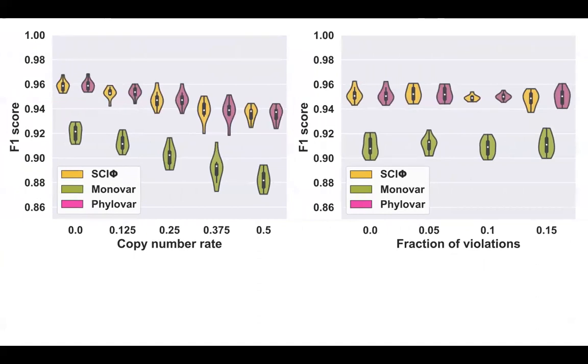Finally, since Phylovar assumes all the reads are coming from a diploid strand, we introduced extra copies to a fraction of loci to see the effect of copy number changes. As you can see, the accuracy of all methods drops with increasing the effect of copy number variations. It's interesting that when we introduce violations of the infinite sites assumption to simulated data, overall, the accuracy of the methods did not change.